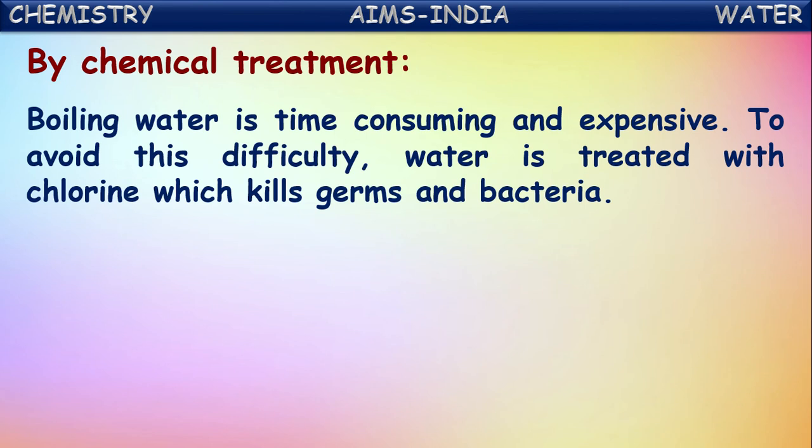Boiling water is time consuming and expensive. To avoid this difficulty, water is treated with chlorine, which kills germs and bacteria. So, boiling water is generally done, but it is time consuming and expensive because it needs more fuel for boiling water around 10 to 15 minutes. So, to avoid this difficulty, often water is treated with chlorine, which kills germs and bacteria simply.